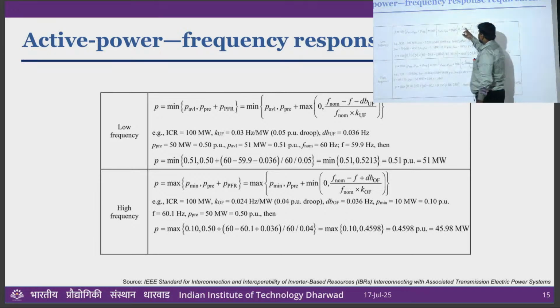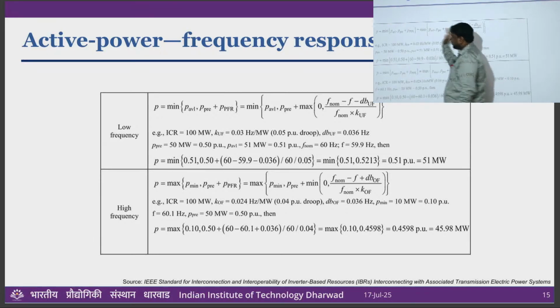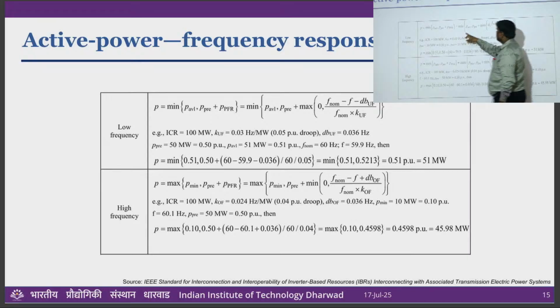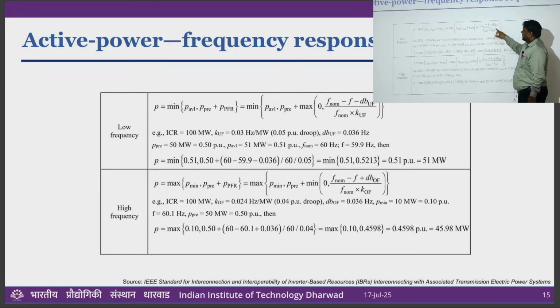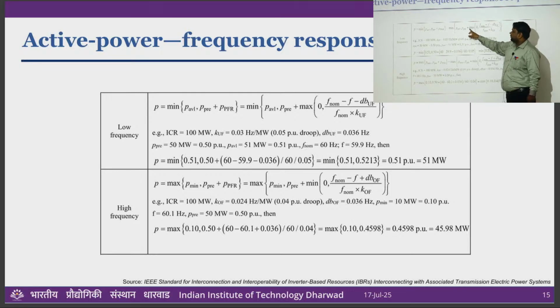So if your frequency drops, they have given a formula, you can check the document. For the low frequency zone, you have this KUF, which is the slope of that curve. F nominal, this is your measured frequency. Till you cross the dead band under frequency, no injection. They measure the frequency deviation after you cross this under frequency: nominal minus the measured frequency minus dead band, because till dead band, P equals 0. After this measurement, they will compare whether your maximum value is 0 or this.